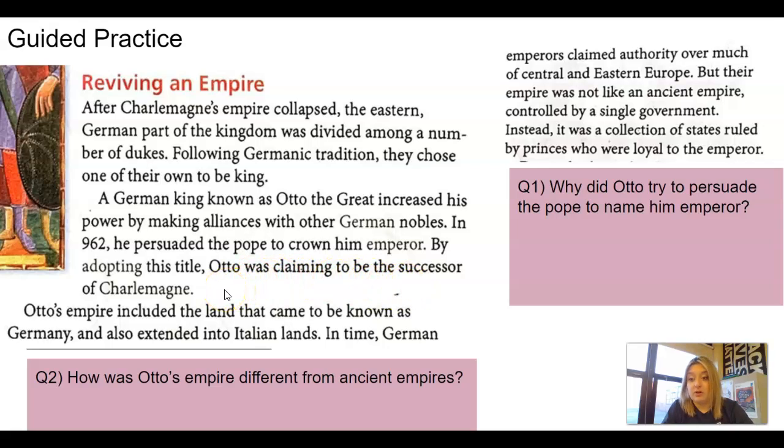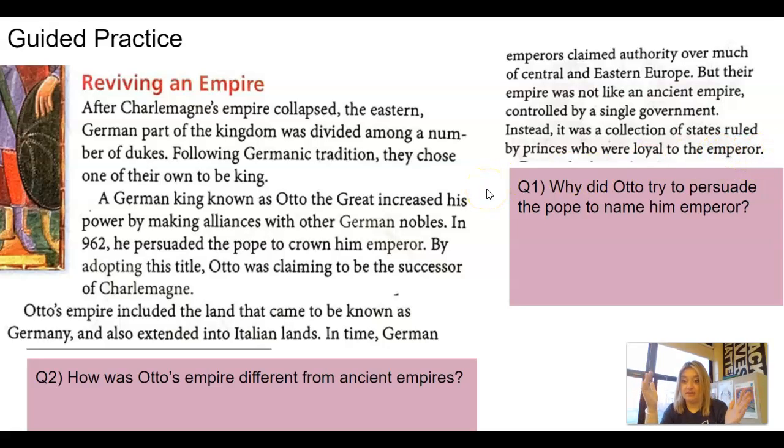So if you remember, Charlemagne got the Pope to name him emperor, which was a big deal, but it was also the beginning of a power struggle, and we're going to continue to see that power struggle today. Otto's empire included the land that came to be known as Germany and also extended into Italian lands. In time, German emperors claimed authority over much of Central and Eastern Europe, but their empire was not like an ancient empire controlled by a single government. Instead, it was a collection of states ruled by princes who were loyal to the emperor.